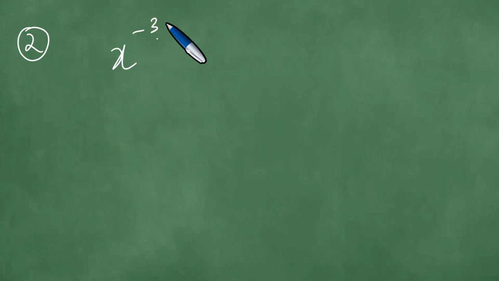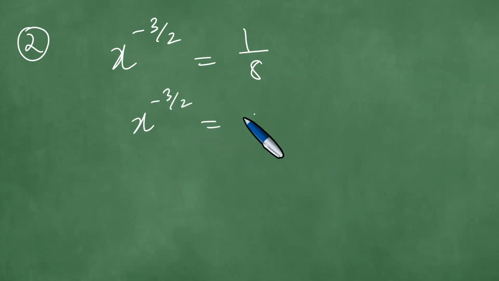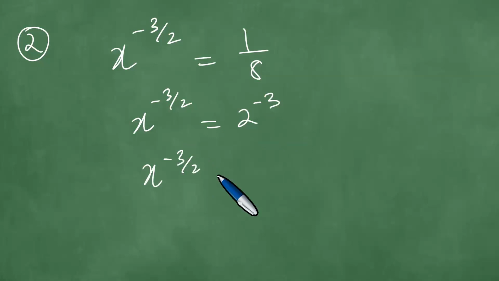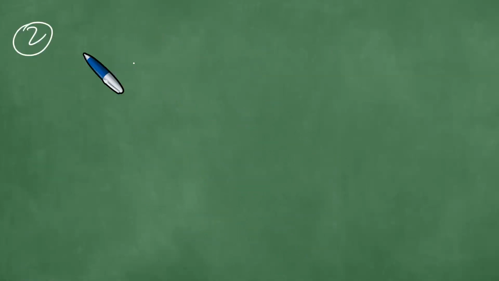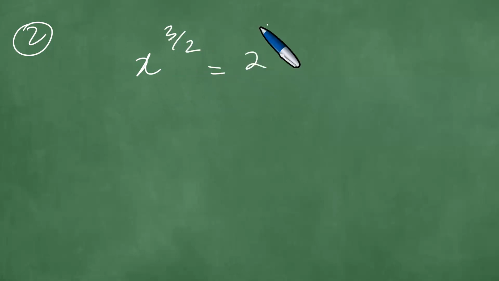So for number two, x to the power minus 3/2 is 1/8. That is 2 to the power -3, because 8 can bring us to the power minus 3. So if we have an equation like this, you can raise it to the power -1. x to the power 3/2 is 2 to the power 3.